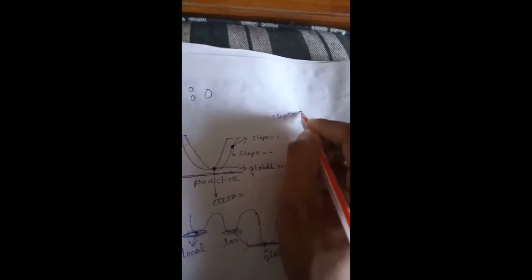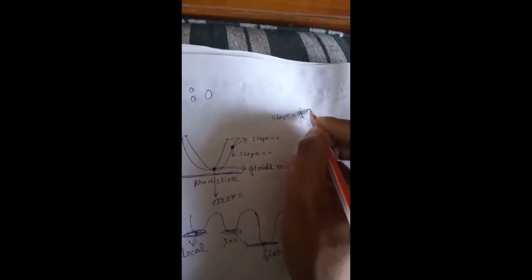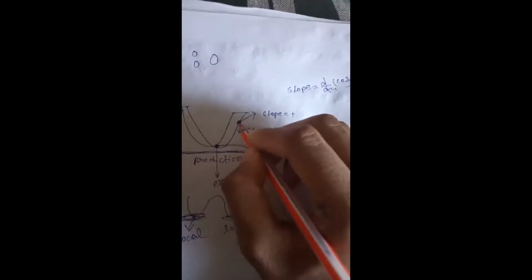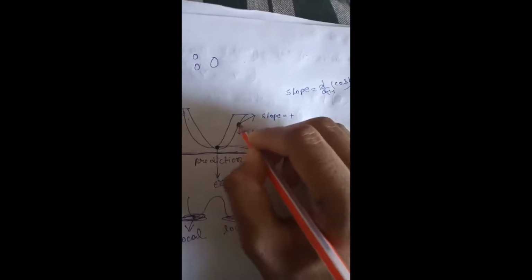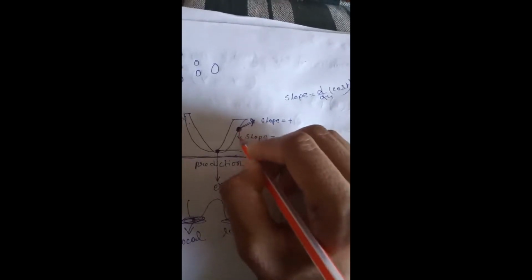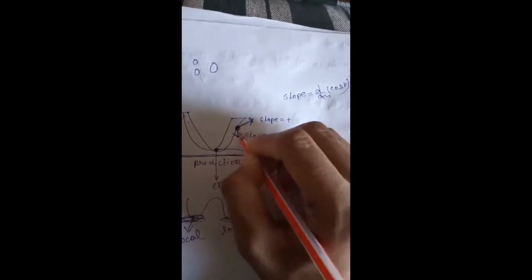Now, the slope is a derivative; the derivative of that function is called the slope. So this is the slope at a point. If the slope is positive, that means the error is increasing at that point, and if the slope is negative, the error is decreasing.